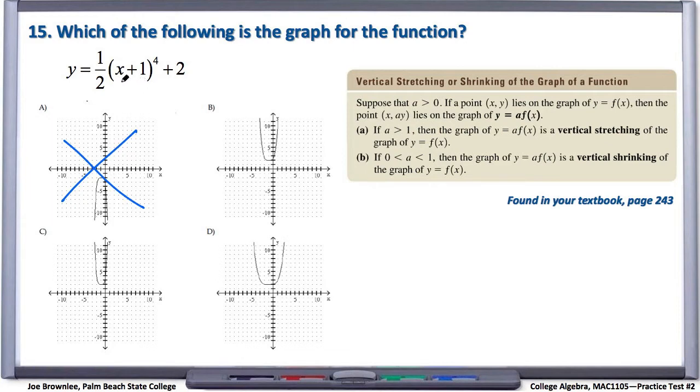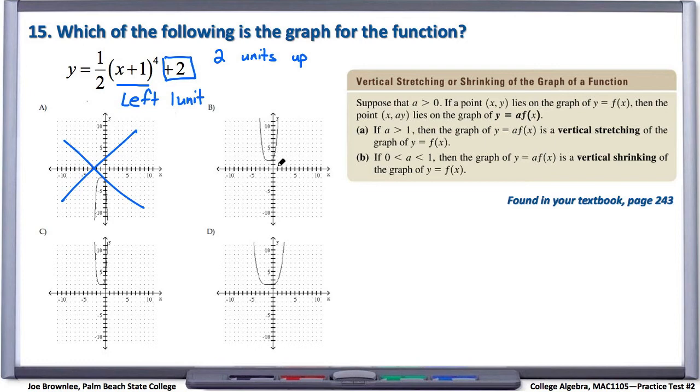Recalling what we learned earlier, we know that horizontal translations, that means left and right movement on the x-axis, occur inside the set of parentheses here, and we always do the opposite of what's shown. So here we have a +1, which really means we're going to move to the left 1 unit. And here on the end, we have a +2. This is our vertical translation, the up and down movement on the y-axis, and this indicates that we're going to be moving 2 units up.